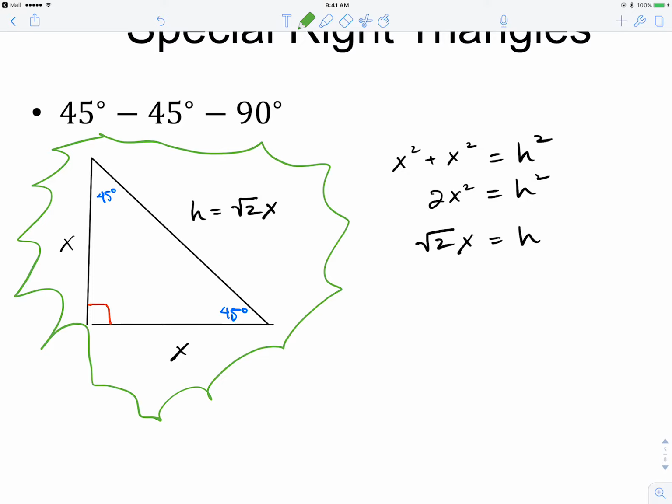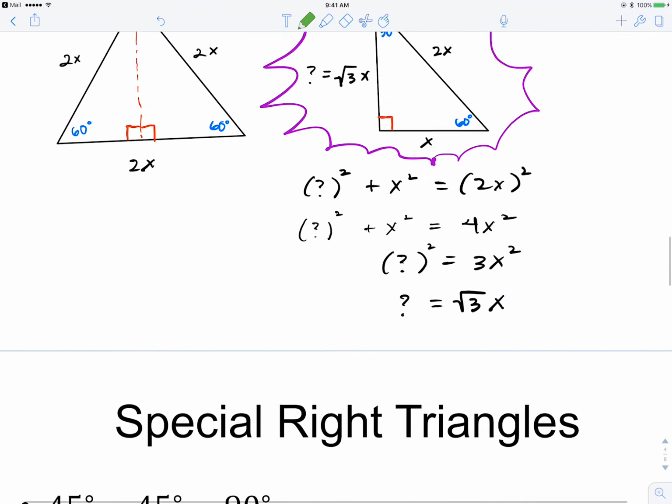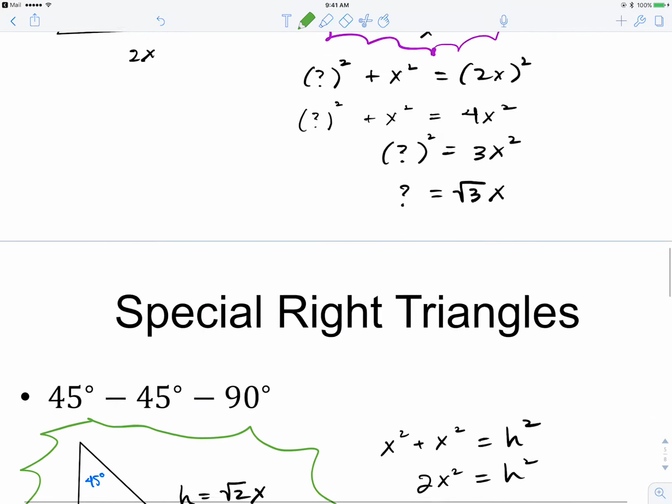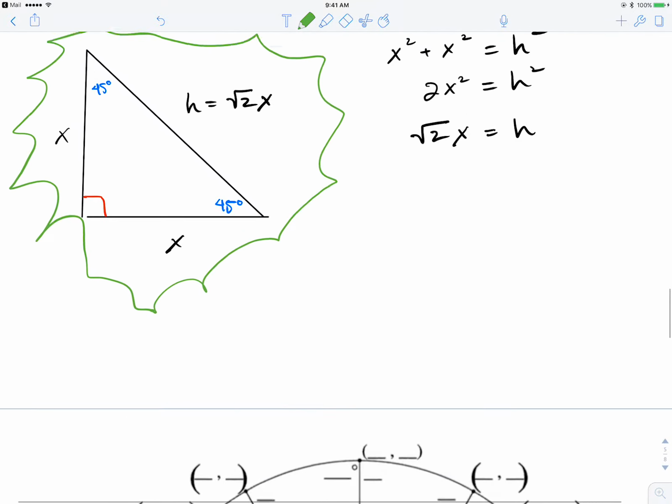Okay, so this is our other special right triangle. So we're going to just hold off on those for a second. The only thing we're going to use right now are the angles from our special right triangle. So scroll down.